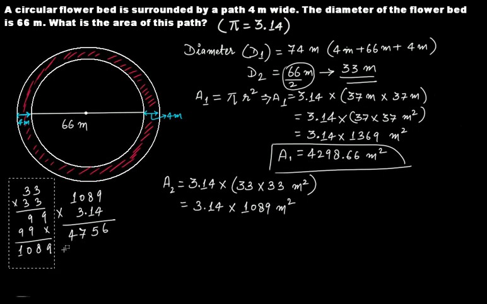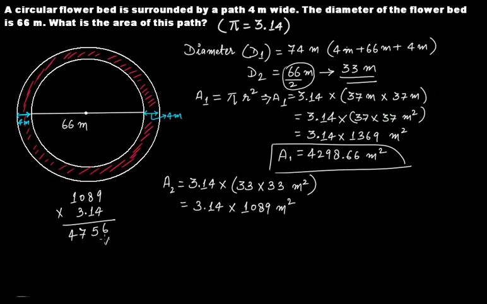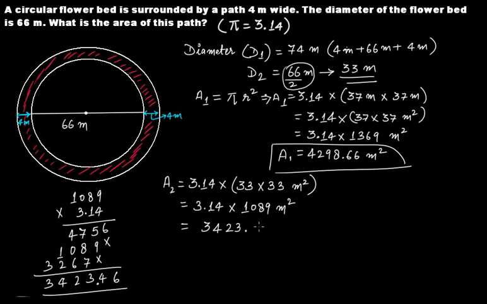1 times 9 is 9. 1 times 8 is 8. 0 times 1. 3 times 9 is 27. Continuing the multiplication and adding up, okay, so you get 3423.46 meters square. This is the area of the smaller circle.